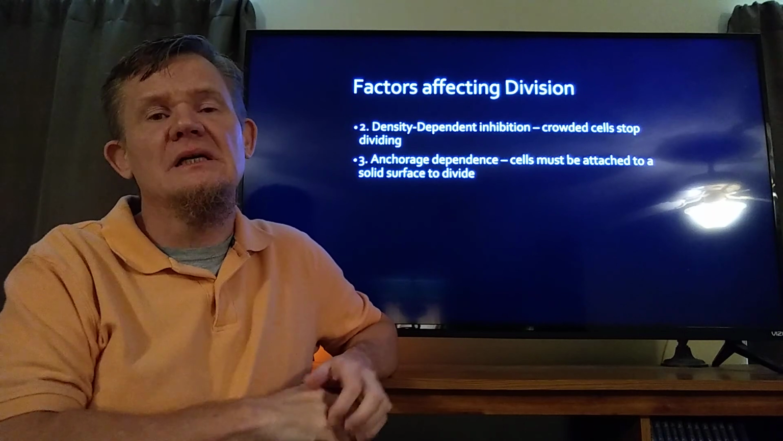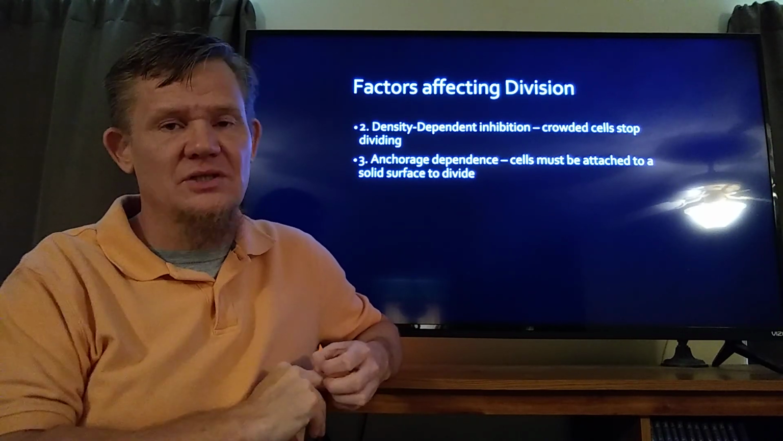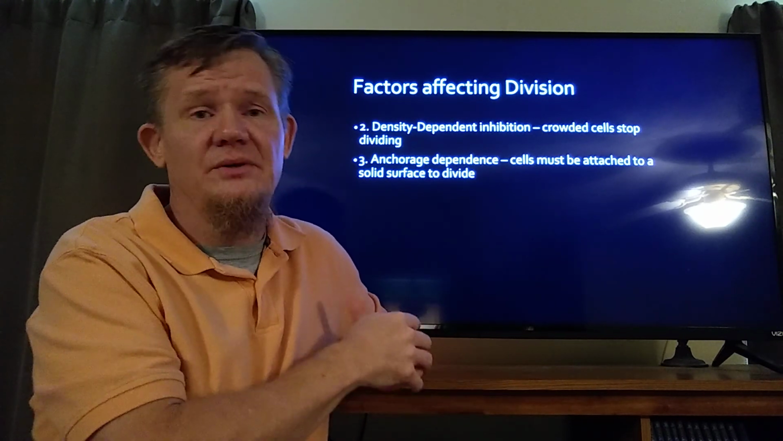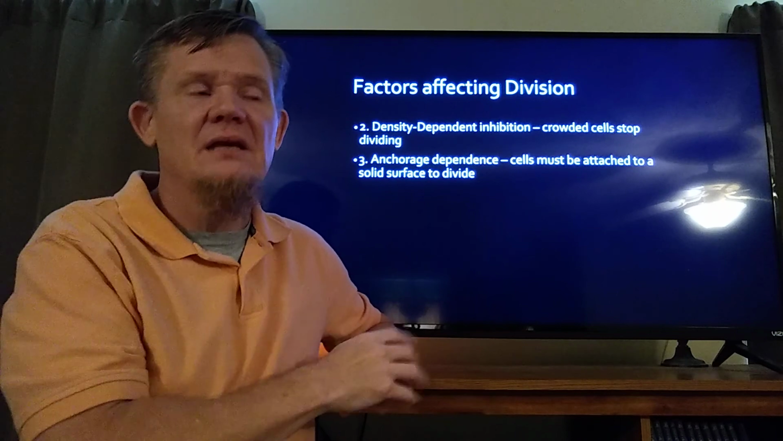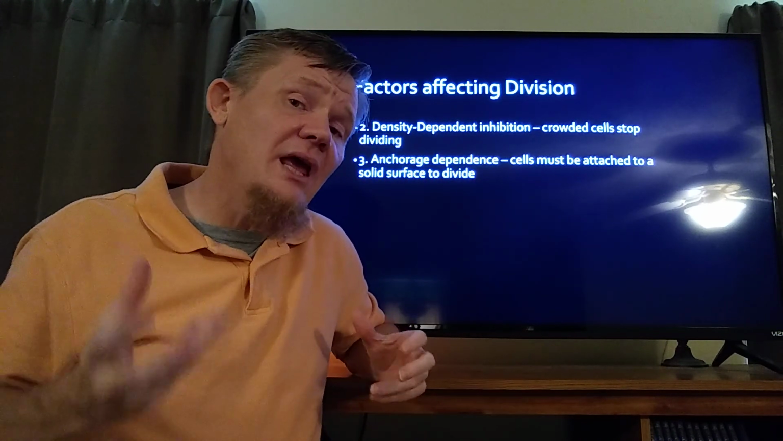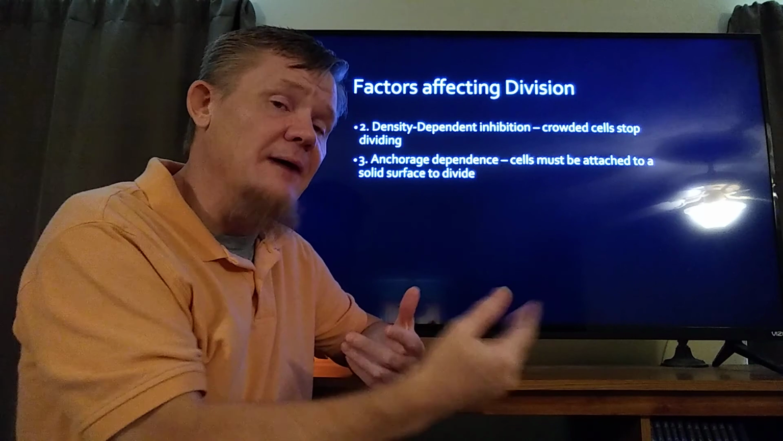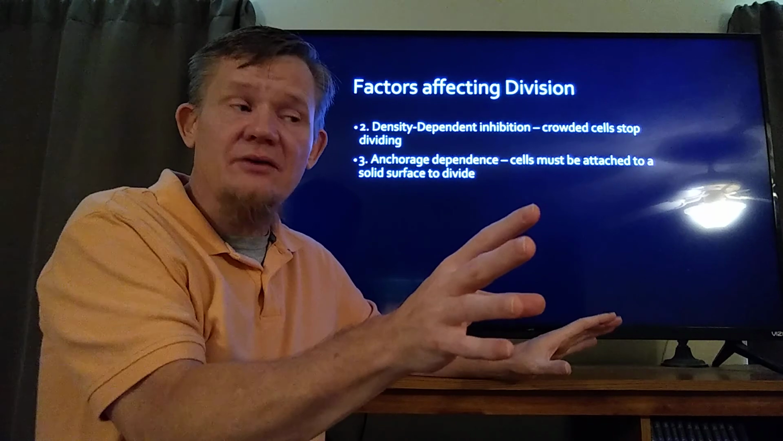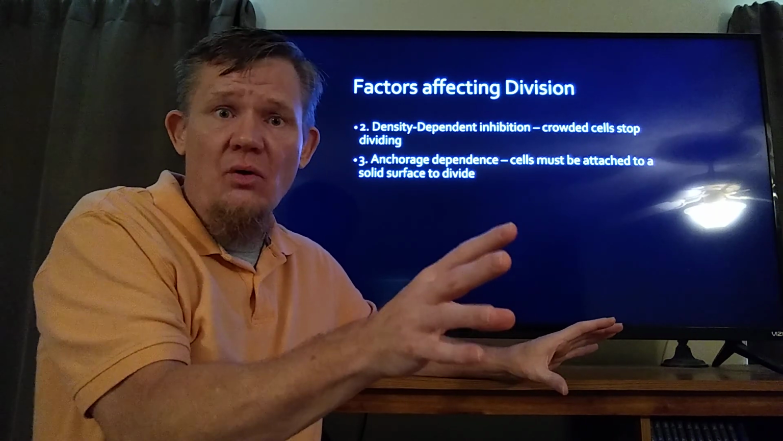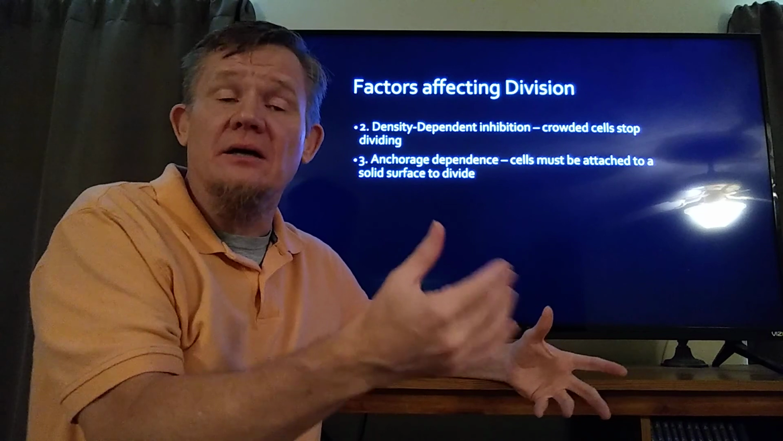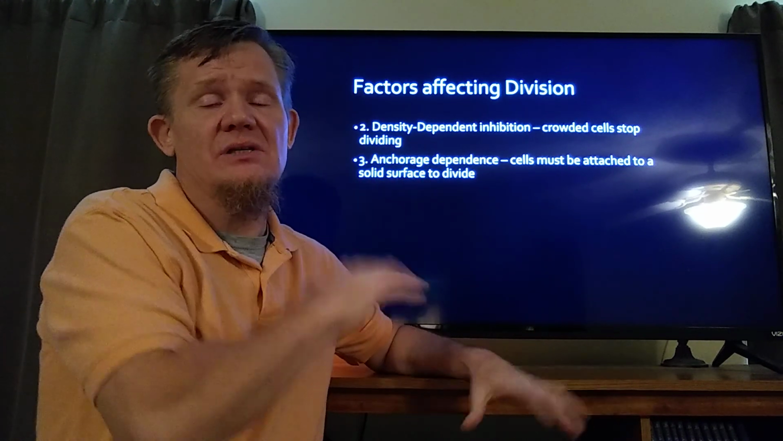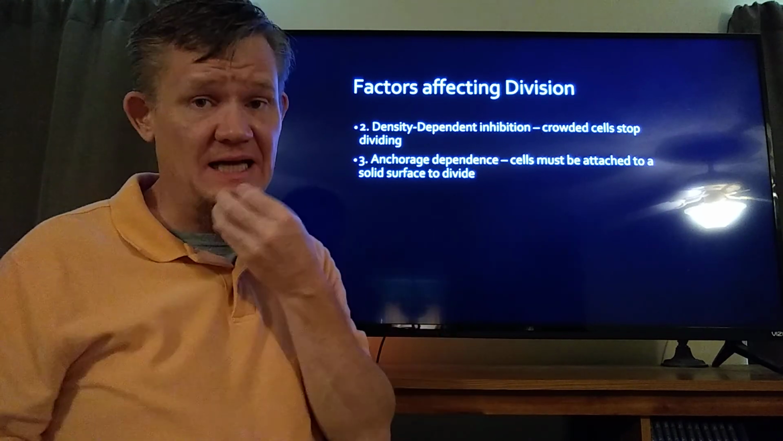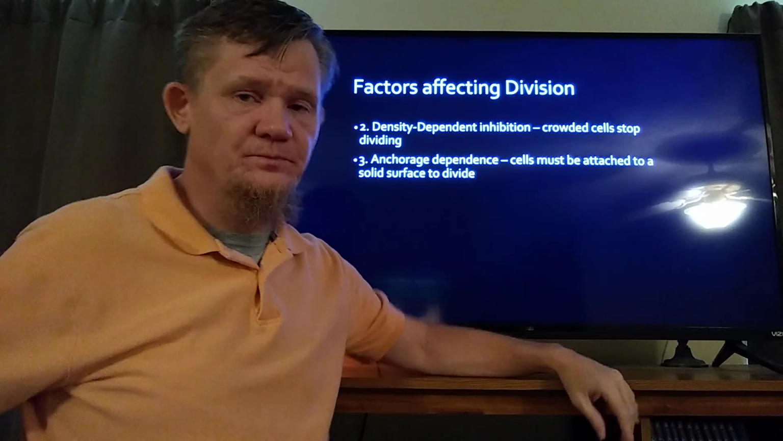The first inhibitor is called density-dependent inhibition. And that is, if a cell is surrounded on all sides by other cells, it's not supposed to divide. Just imagine a brick wall. If there's a missing brick in the wall, then it's okay to make a new brick and put it in the missing spot. But if all the bricks in the wall are intact, there's no reason to add extra bricks to the wall. You're just going to start making a mess. And the same thing goes for your cells. If a cell is surrounded on all sides by other cells, it's not supposed to divide. Again, this is to prevent cancer.